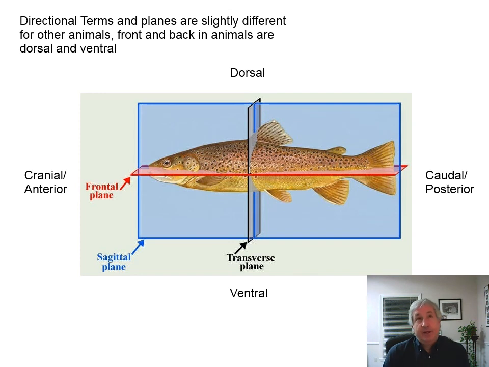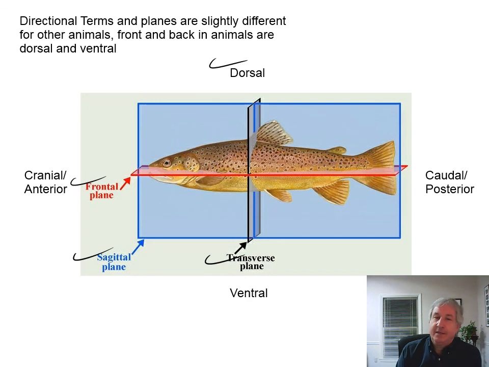And directional terms, like the regional terms, are slightly different between human animals and other animals. Front and back in animals are also dorsal and ventral. So here's your dorsal fin, right? Your frontal plane, in us, separates front from back, but in the fish it's going to separate the dorsal from the ventral, okay? So that would be the back from the belly. The transverse plane is going to go across this way, and the sagittal plane is going to go straight down the midline, like it does in us, but it's going to look different when you're thinking about a fish versus us. All right, so next slide.